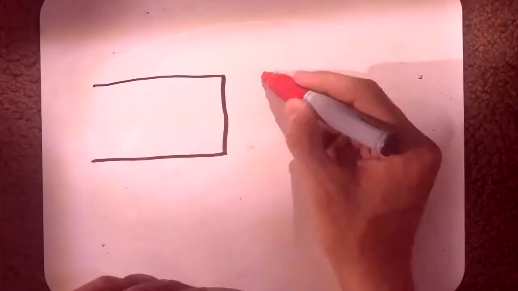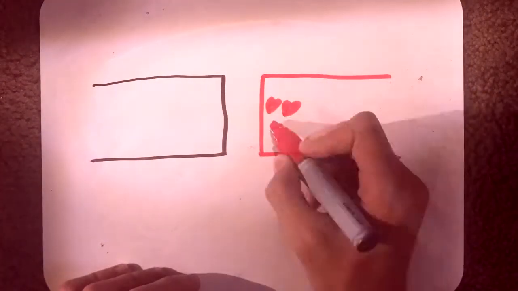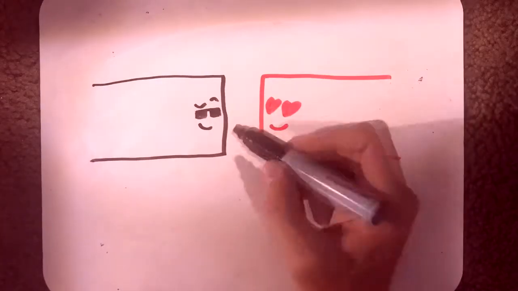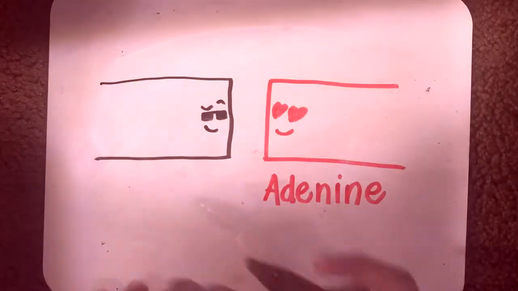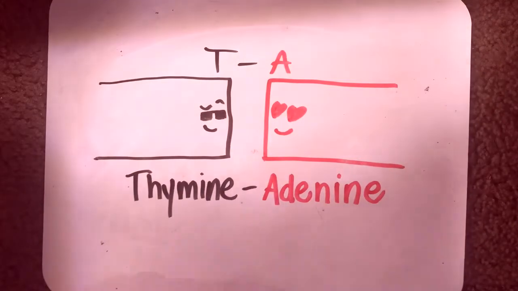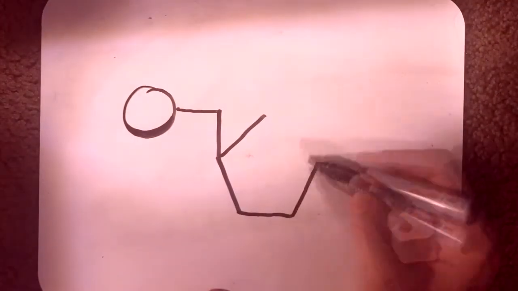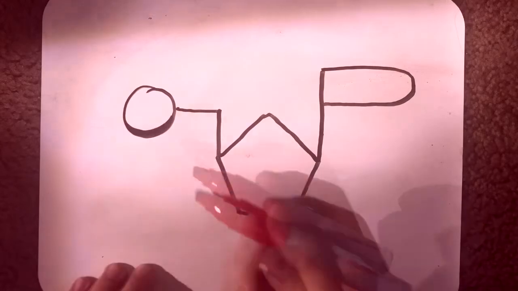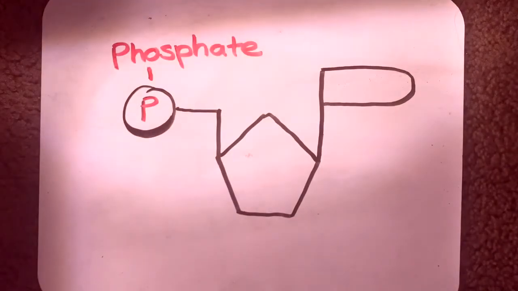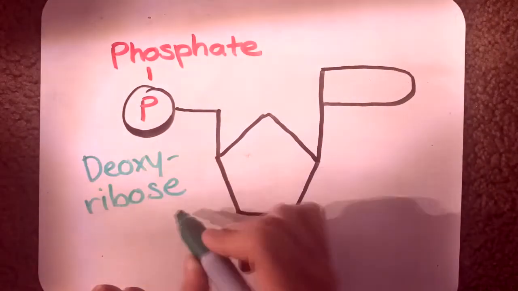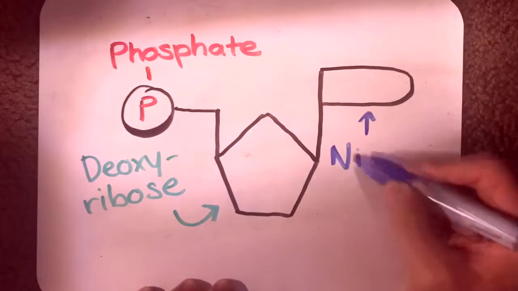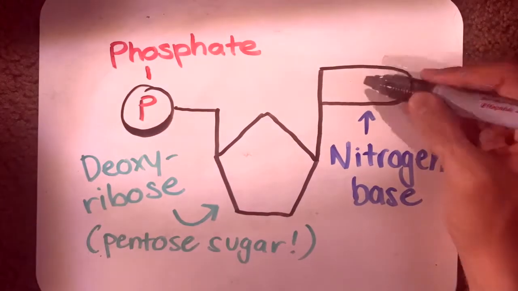In complementary base pairing in DNA, the bases adenine and thymine are bonded together. Guanine and cytosine are also bonded together. The structure of a nucleotide is quite simple. There's a phosphate group, a pentose sugar, and a nitrogenous base.